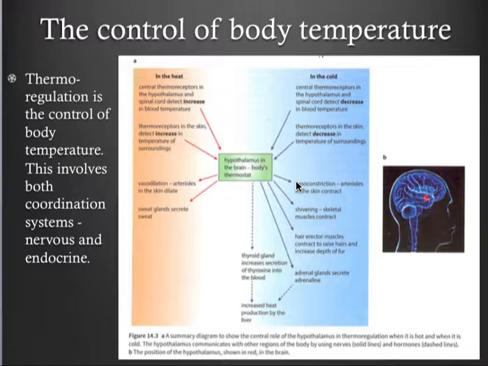Most other animals, with the exception of birds, rely on external sources of heat. Like many cold-blooded amphibians and reptiles will have to lay out, sort of soaking in thermal energy in order to get to their correct internal temperature.